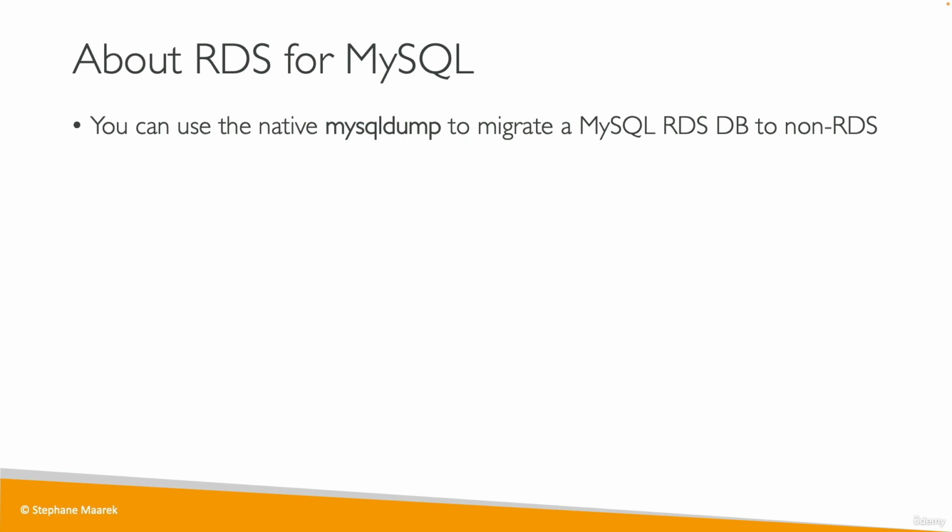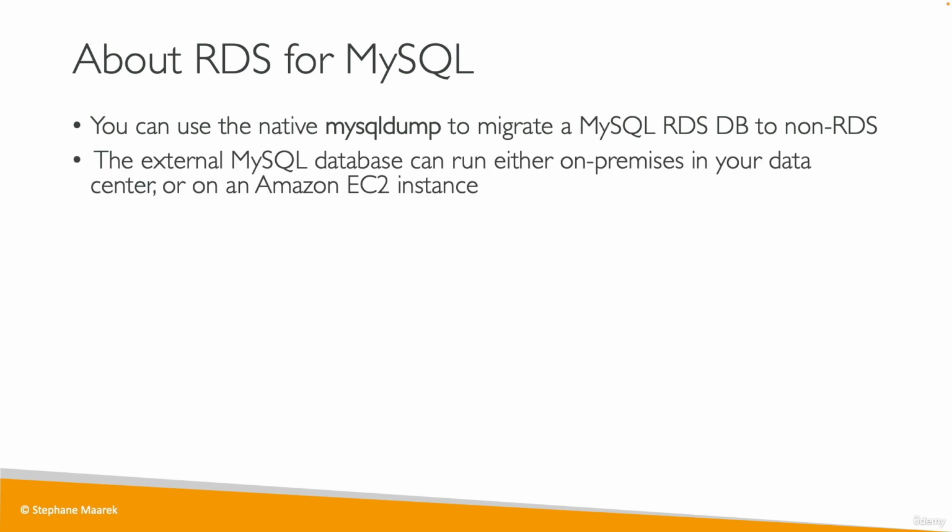And there are some other exam tips you need to know for RDS for MySQL. So you can use the native MySQL dump tool to migrate a MySQL RDS database into a non-RDS MySQL database. For this, the external non-RDS database can be either on premises in your data center, or you can run it on your own, for example, on an Amazon EC2 instance.